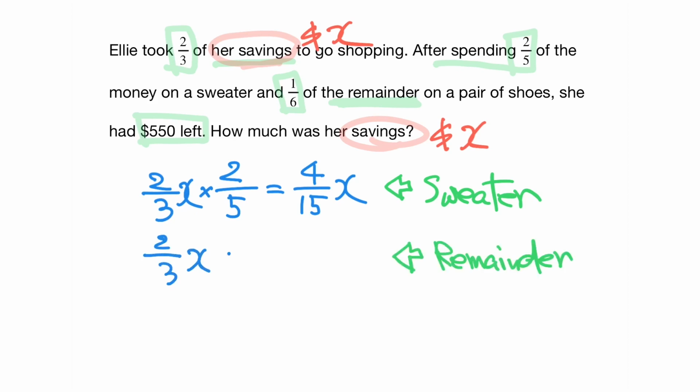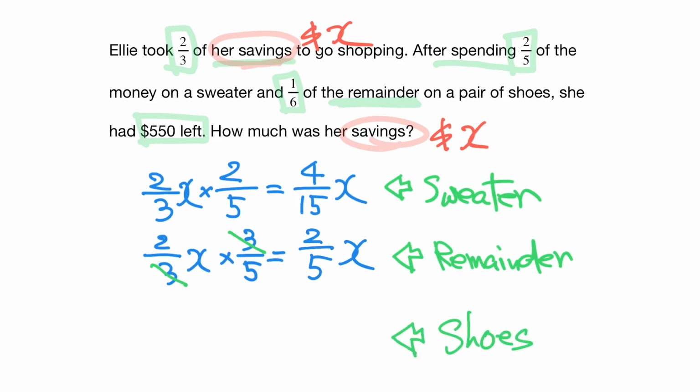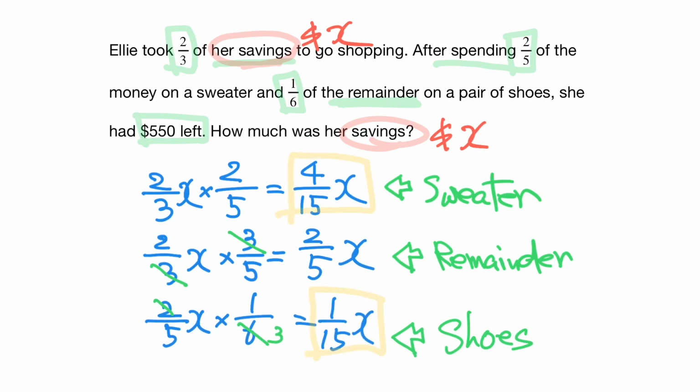So what's the remainder? 2 over 3 x times 3 over 5 equals 2 over 5 x. This is the remainder. So how much money? 2 over 5 x times 1 over 6 is 1 over 15 x. This is the money she spent on the shoes.